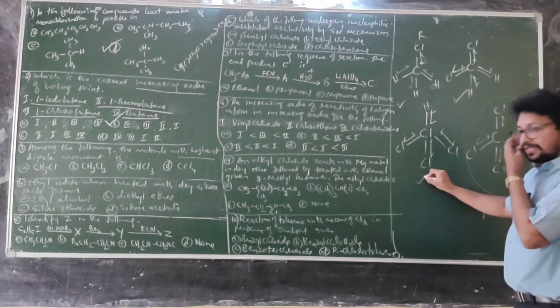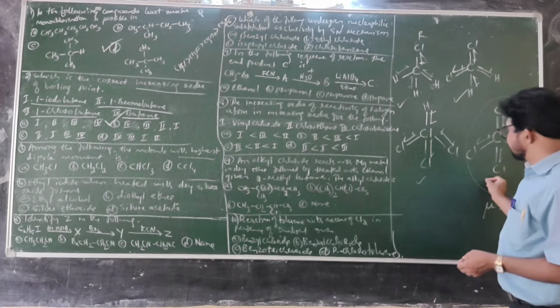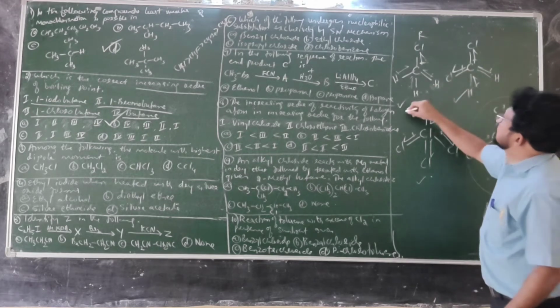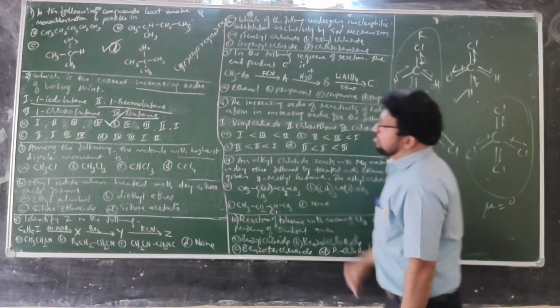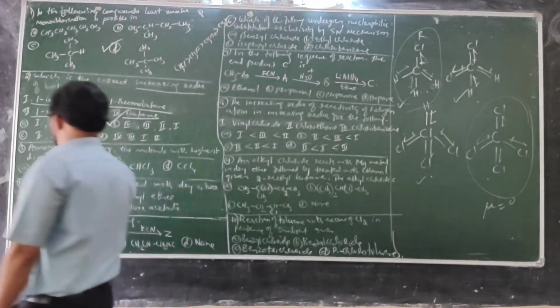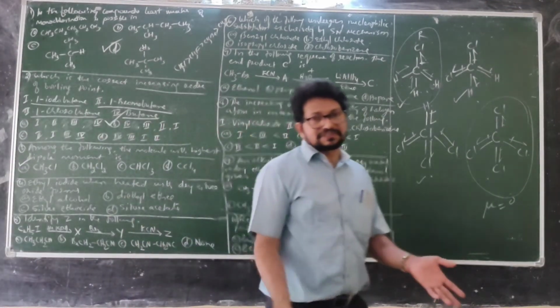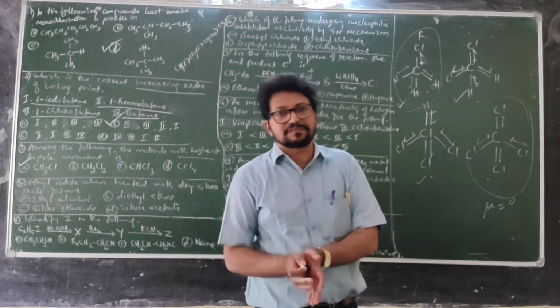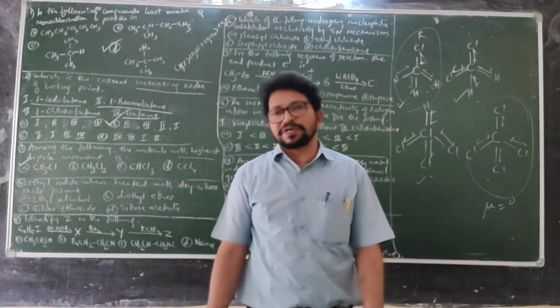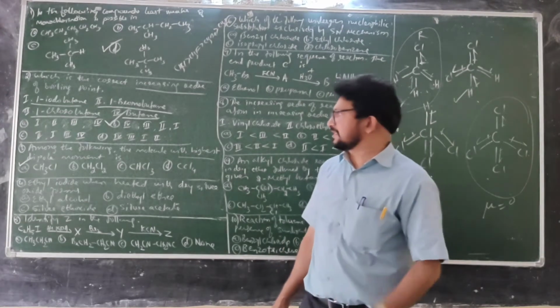So suppose increasing order: this, then this, then this, then this. So according to this question, option A has the highest dipole moment. So whenever such questions are asked, you should go to the structure of the molecule, operate with the bond moments, then you will get the correct answer.